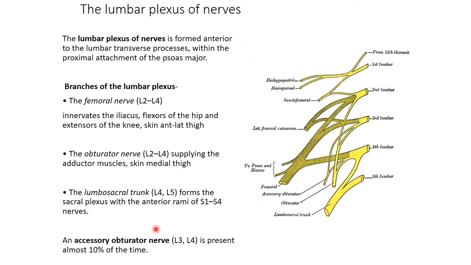There is another nerve which is present only in 10% of cases, called the accessory obturator nerve. In that there is a contribution from the third and fourth lumbar. See over here, this thin nerve is the accessory obturator nerve coming from the third and fourth, and it may or may not be present. This is the accessory obturator nerve.